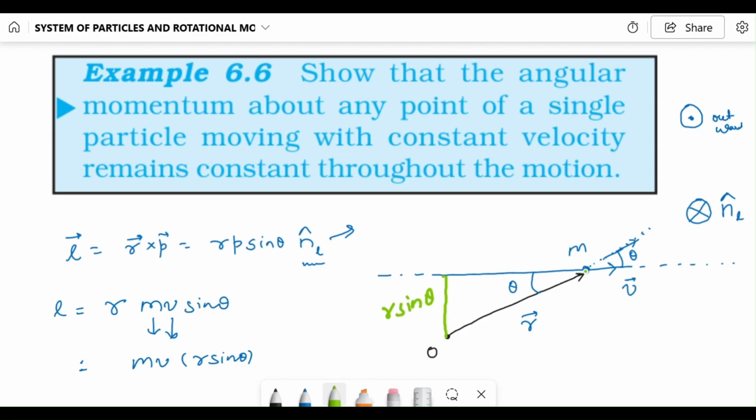And as long as this particle is moving along this straight line, this perpendicular distance r sine theta is also constant. So m is constant, v is constant, r sine theta is constant. That is, the magnitude of this angular momentum is constant. And if it is happening in this plane only, which is happening, then the direction of this unit vector is also the same. So this angular momentum vector is constant. Okay, so that's all for this video.